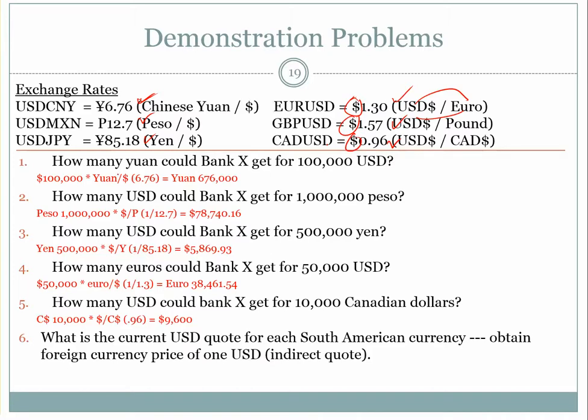And here's some practice in doing currency conversions. Like for example, how many yuan would you get for 100 US dollars? Put down dollars. I need yuan per dollar for dollars to cancel out, and it gives me 676 yuan.